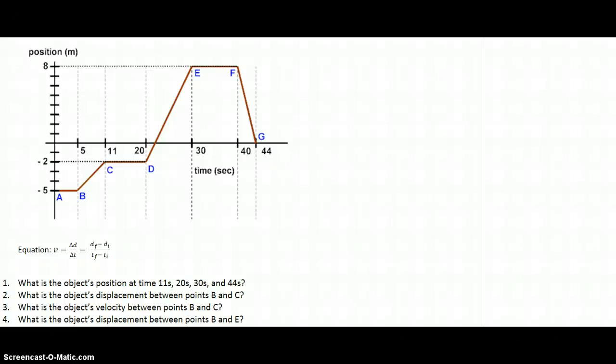Let's do some of these problems together to get you started. So on number 1, the first part of the question wants to find the x.